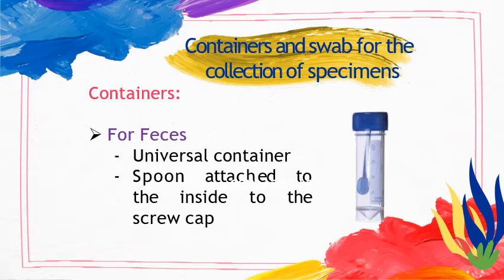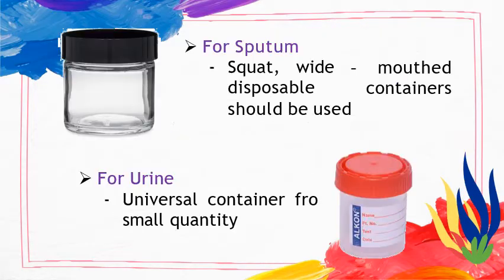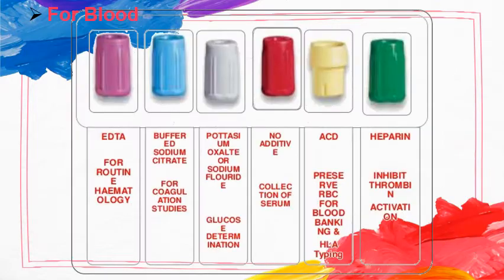Now, we have your containers and swab for the collection of specimen. For feces, we have a tube with a spoon inside, your universal container, with the spoon attached to the inside of the screw cap. For sputum, wide-mouthed disposable containers should be used. For urine, universal containers for small quantity.